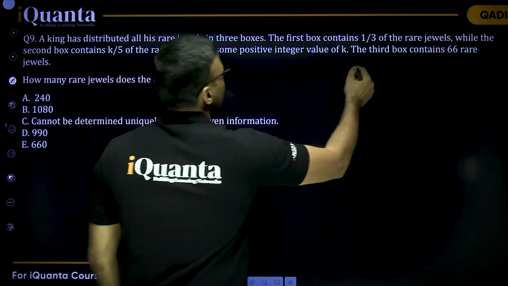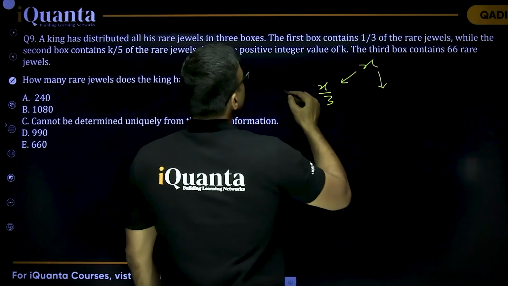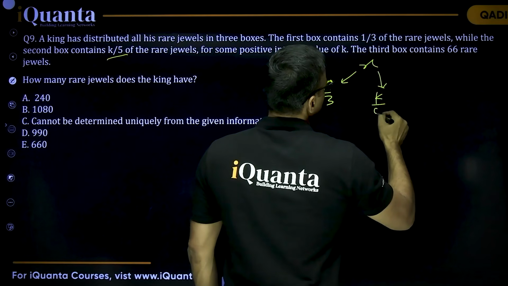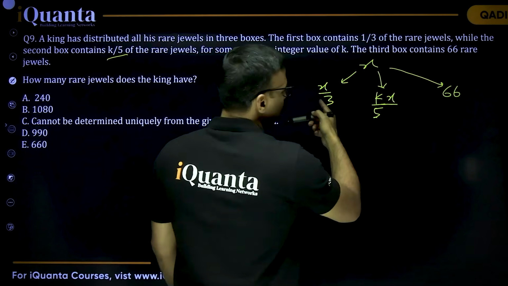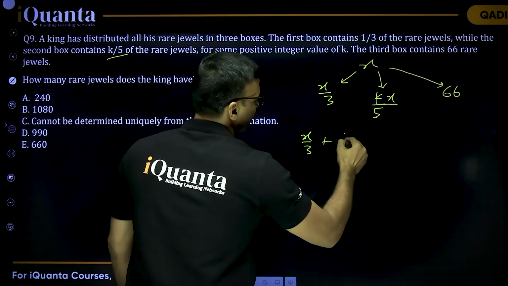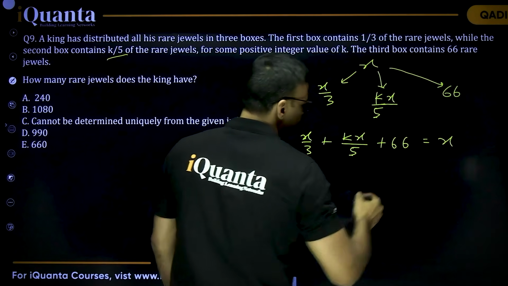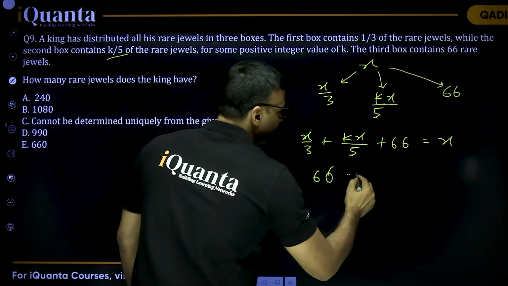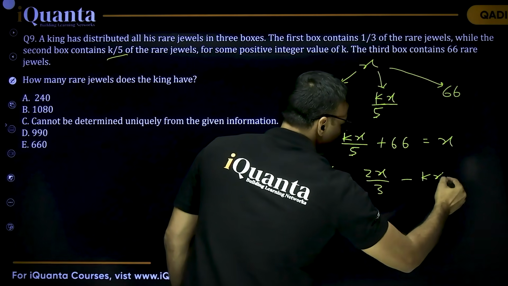If I assume the total to be x, in the first one it will be x by 3. In the second one it will be k by 5 times x, or rather kx by 5. And the third one is 66. The sum of all these 3 should be x. So simply add: x by 3 plus kx by 5 plus 66 is equal to x. So keep 66 on one side, then x minus x by 3, that is 2x by 3, minus kx by 5.